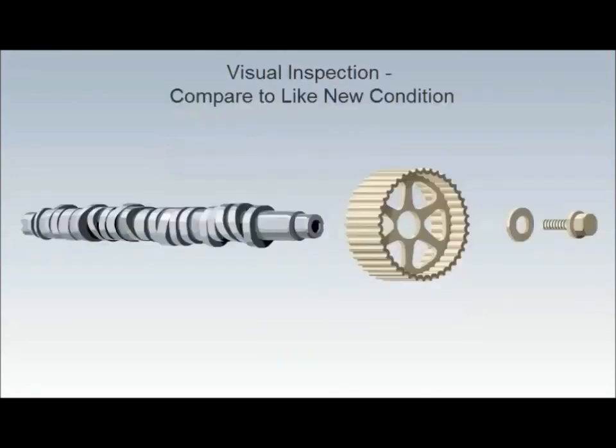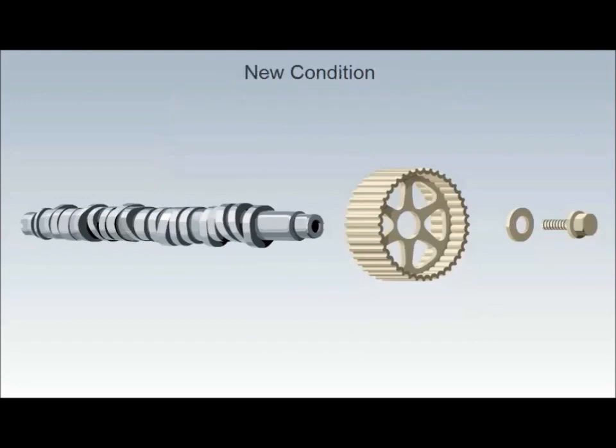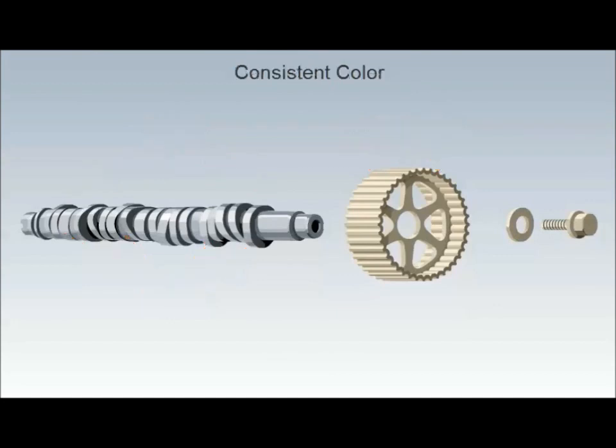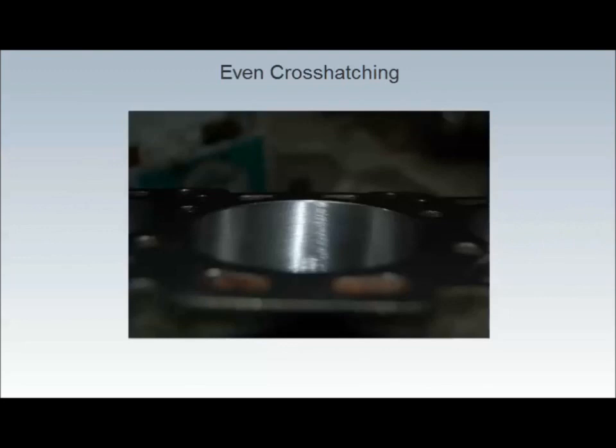Always use new condition as the starting point for any visual inspection. New mechanical parts share several characteristics. At each bearing surface, the parts have a smooth machine finish. Gear teeth and cam lobes have consistent, repeatable shapes. Component color is consistent, and machine marks such as cross-hatching repeat evenly across the entire wear surface.